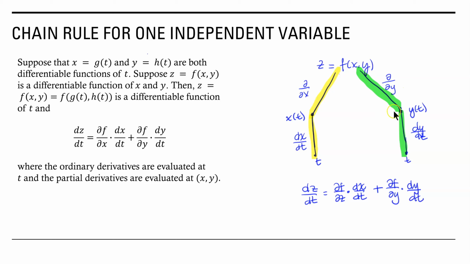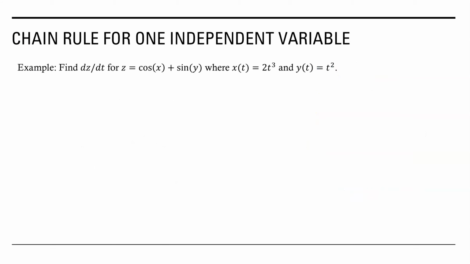So this is a visual tool that you could use to help you remember how to apply the chain rule to a function of two or more variables when you're interested in the derivative with respect to a single variable. In this case, our single variable was simply t. So let's look at a really quick example. What we want to do is find dz dt for our function z equal to cosine of x plus sine of y, where x of t is 2t cubed and y of t is t squared.